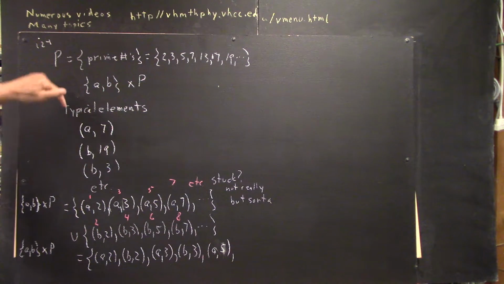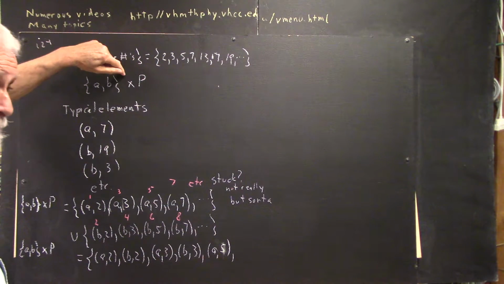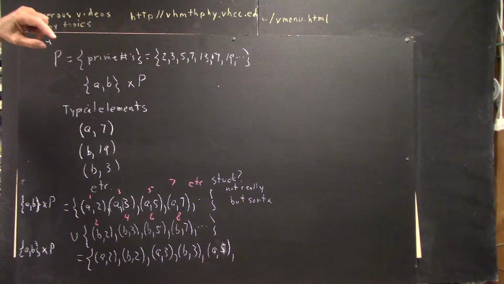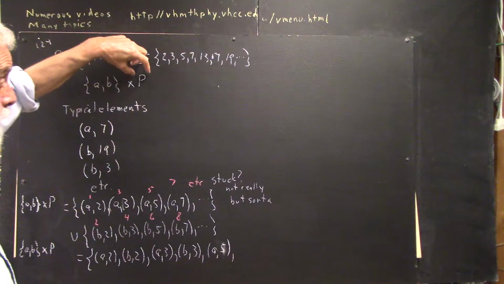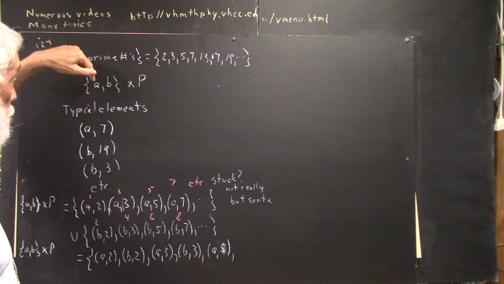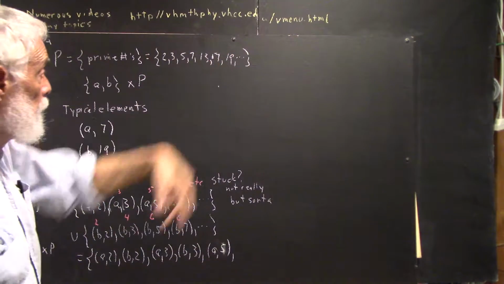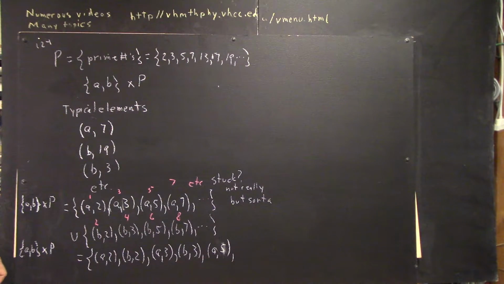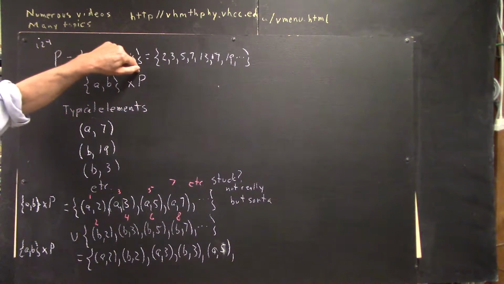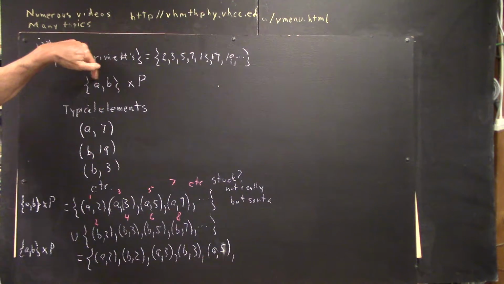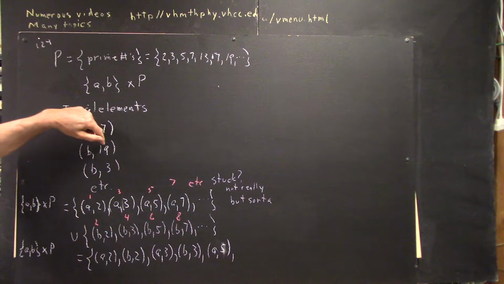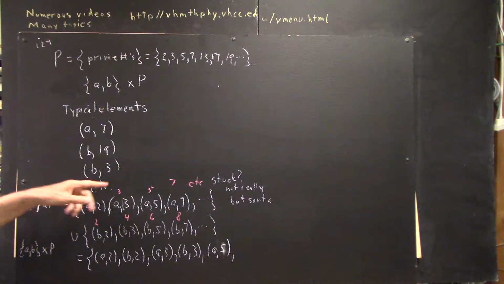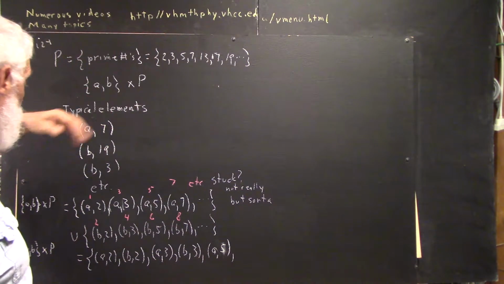Okay, well, typical elements of AB cross P, the Cartesian product of 2 sets, is a set of ordered pairs where the first member of the ordered pair is from the first set, the second is from the second set. Okay, well, the first set consists of A and B, the second set consists of all these prime numbers. And of course, prime numbers are infinitely many of them, they go on forever. Okay, typical elements of AB cross P: A7, A's in this set, 7's in the set P. B19, B's in this set, 19's in this set. B3, again, B's here and 3 is here, and so forth.